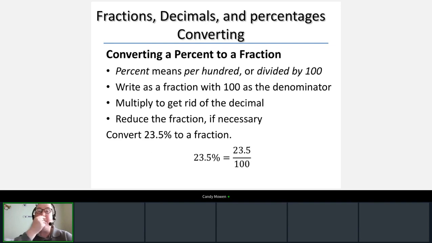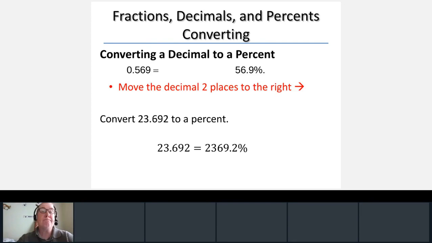Now, converting a percent to a fraction. Percent means per hundred or divided by 100. You can write a fraction with 100 as the denominator, multiply to get rid of the decimal, and reduce the fraction if necessary. Okay, 23.5%, to a fraction, you can place it over 100: 23.5 over 100.